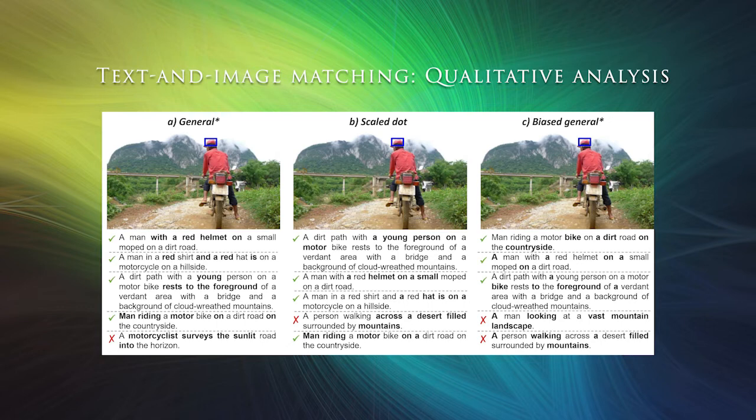Here is an example. With general attention and scaled dot product, SCAN is able to include 4 correct captions among the top 5 retrieved captions, while biased general attention can only extract 3 correct captions. With respect to the helmet, in the blue box in the image, both general attention and scaled dot product can put more focus on the related words, such as red, helmet, hat, from the caption, whereas the biased general attention would rather focus on prepositions, determiners, or other objects.